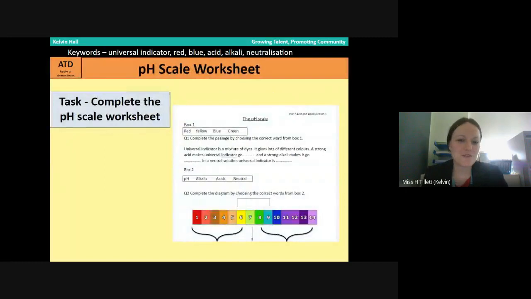Okay, well done for working really, really hard on that. We are going to go through the answers. So again, using your different coloured pen, like I said at Kelvin, we use red. So whenever we're self-assessing, we use red pen. Use your different coloured pen to mark through your answers.